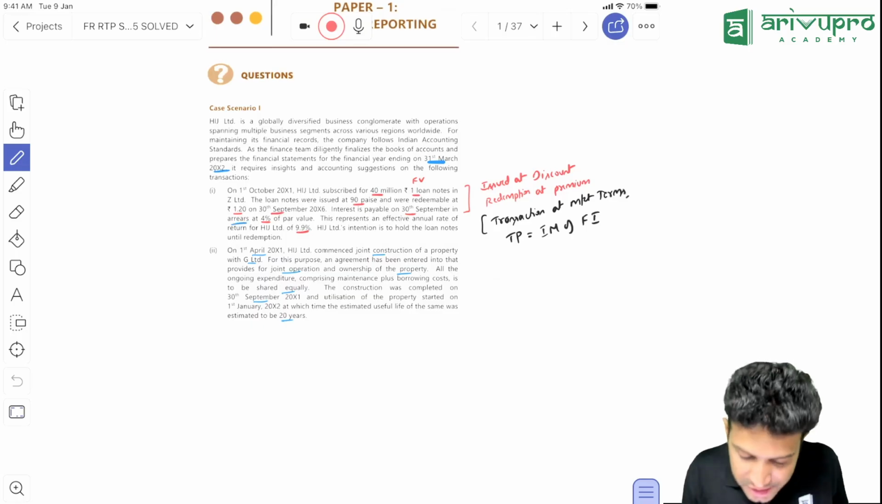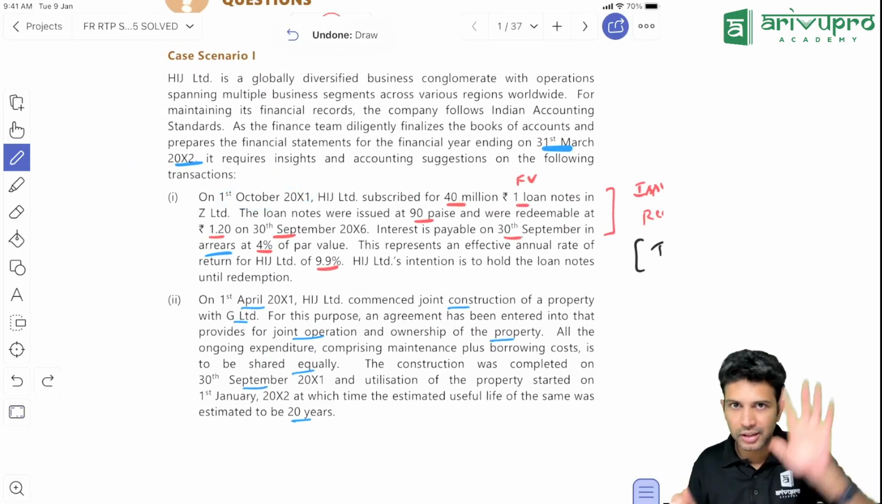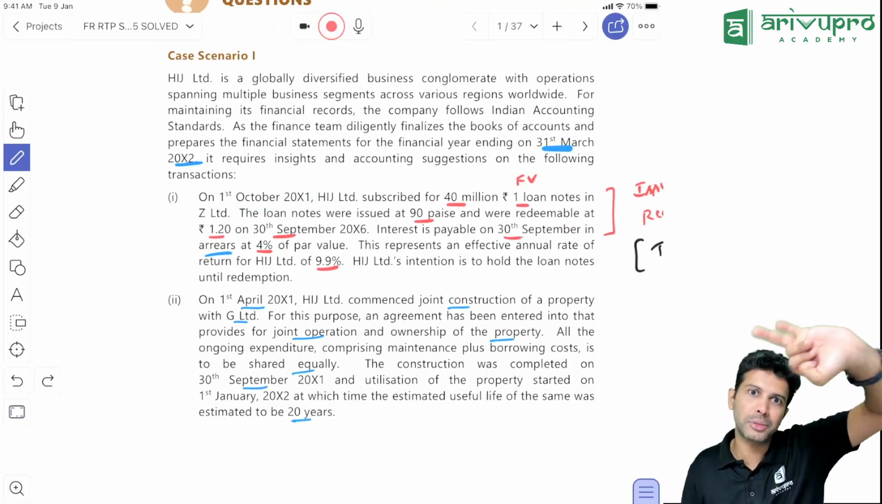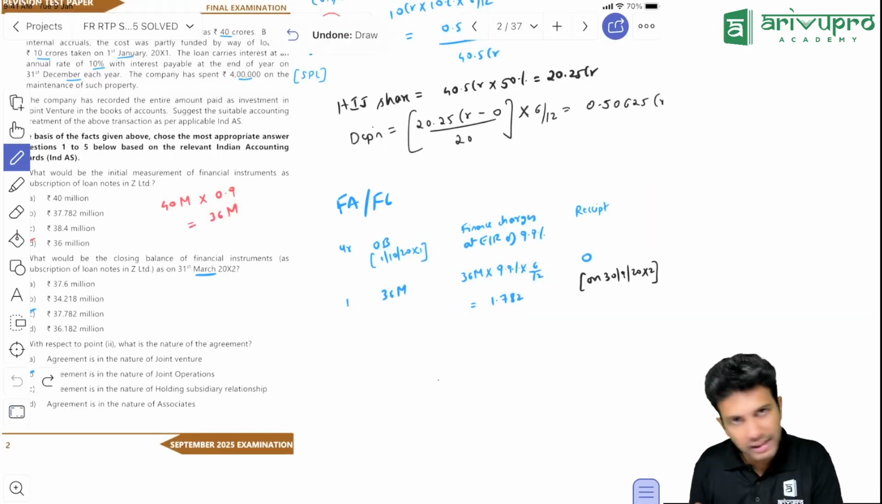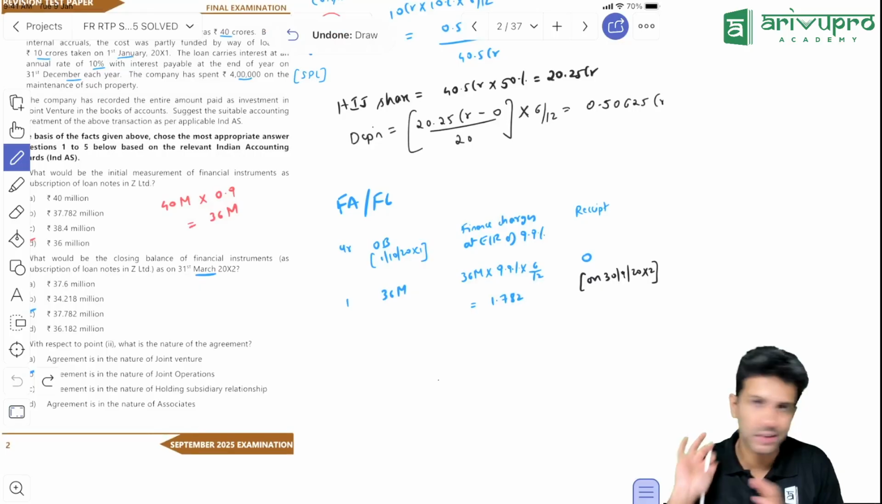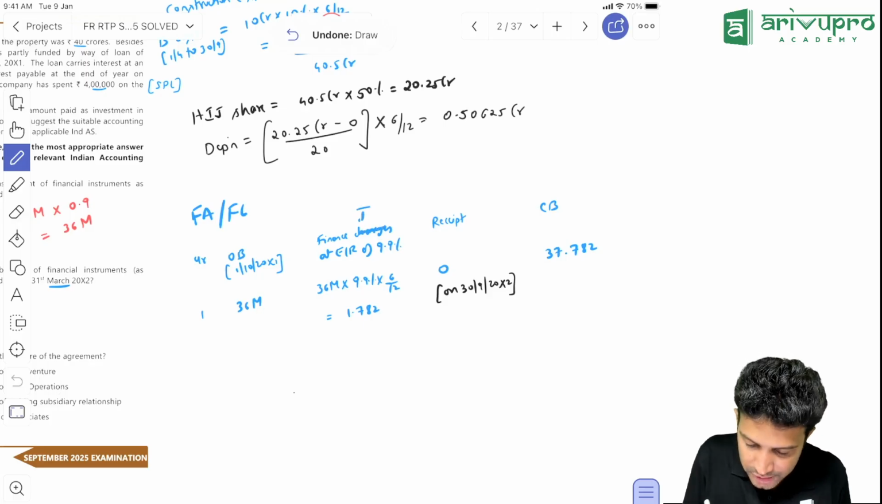But these debentures were issued or subscribed in October. For the first 6 months, it was not there. It was only there from October, November, December, January, February, March, 6 months. So you will book finance charges or finance income, as the case may be, only for 6 months in the current year.